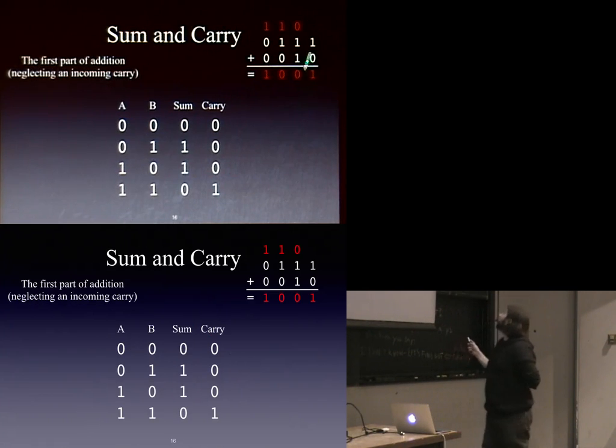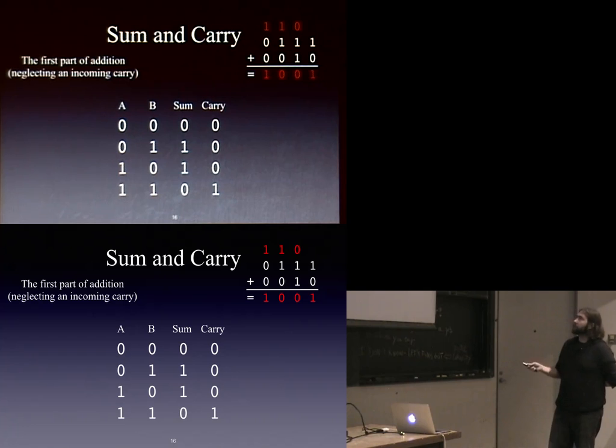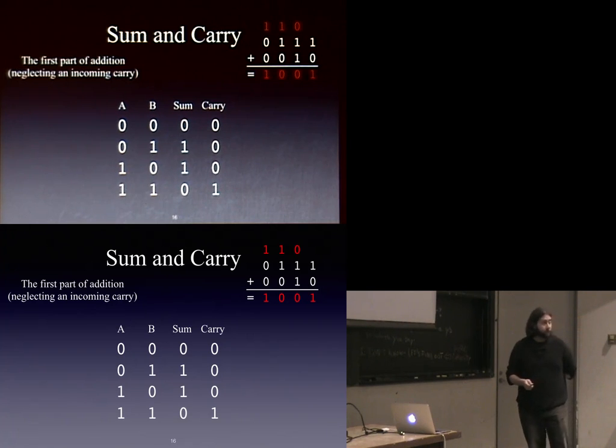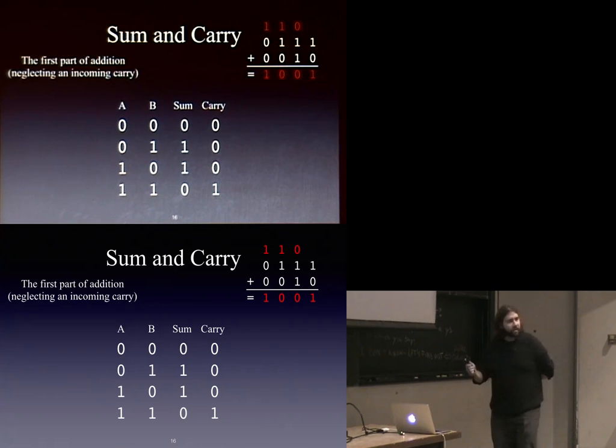So let's think about this part of the calculation. If I don't have to worry about an incoming carry, how does this work? You can write down something called a truth table, which basically says what the rules are to make sure I'm doing addition correctly. If I'm adding 0 and 0, their sum is 0 and there's nothing to carry. If I'm adding 0 and 1, or 1 and 0, the sum is 1 and again there's nothing to carry. But if I add 1 and 1, then the sum is 0, but there is a number to carry. So if you could implement a circuit that takes these two inputs, whatever they are, and gives these two outputs, we can easily build a calculator.